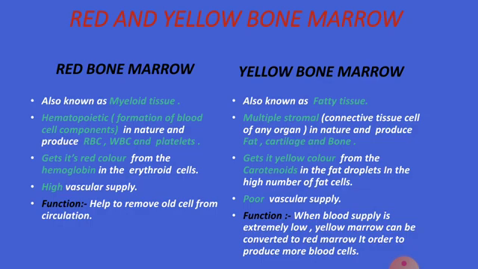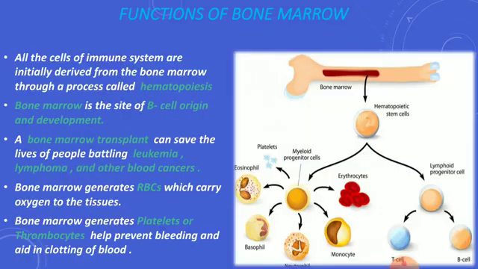And the second is yellow bone marrow. Yellow bone marrow is also known as fatty tissue. It produces fat, cartilage, and bone. It gets its yellow color from the carotenoids in the fat droplets in the high number of fat cells. And the chief function of yellow bone marrow is that when blood cell supply is extremely low, yellow bone marrow can be converted to red bone marrow in order to produce more blood cells.